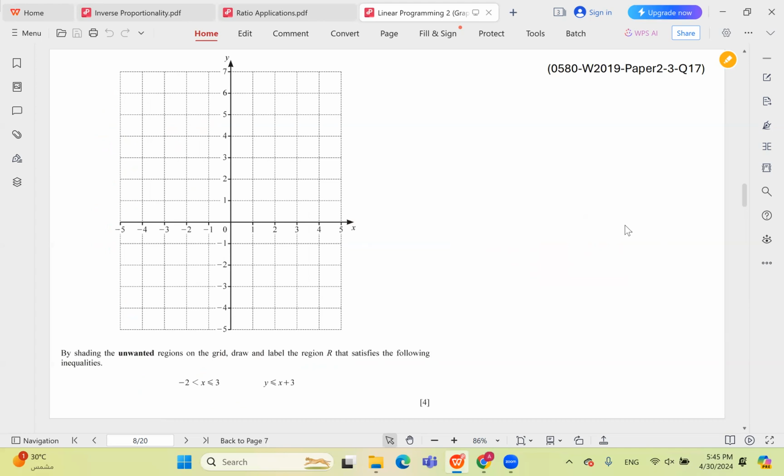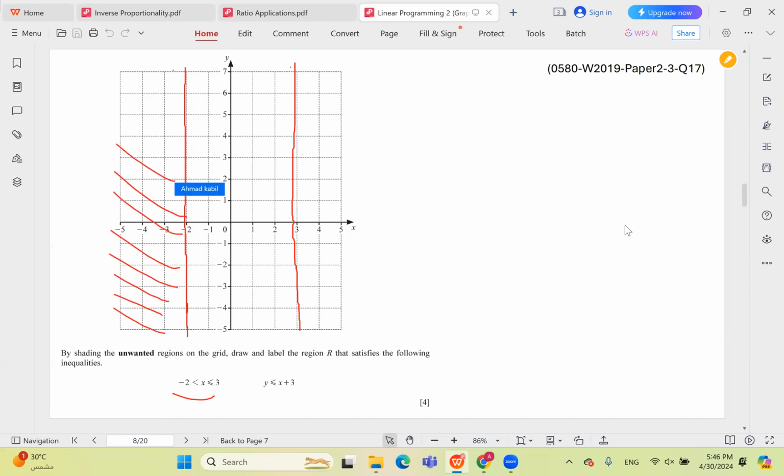By shading unwanted regions of the grid, draw and label the region R that satisfies the following inequalities. So we want to be between -2 and 3 for x. So we need to go to -2 and 3 and draw vertical lines. So our region lies between, excuse me, I made a mistake. So between -2 and +3, not -3. So the second line should be here. And we need to be between these two lines. So let's shade everything outside them.